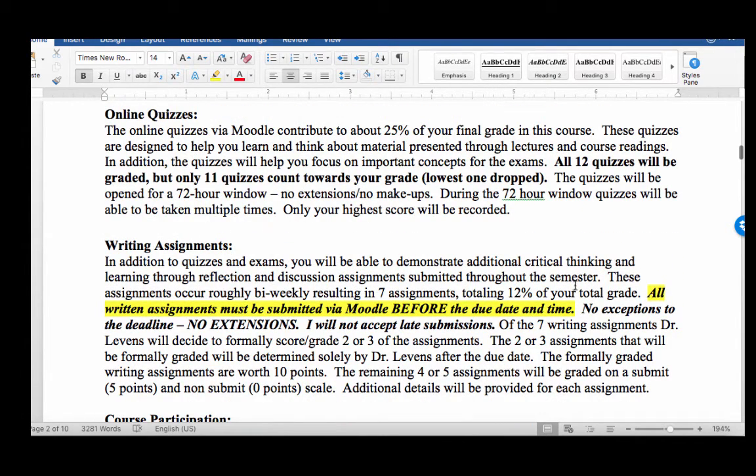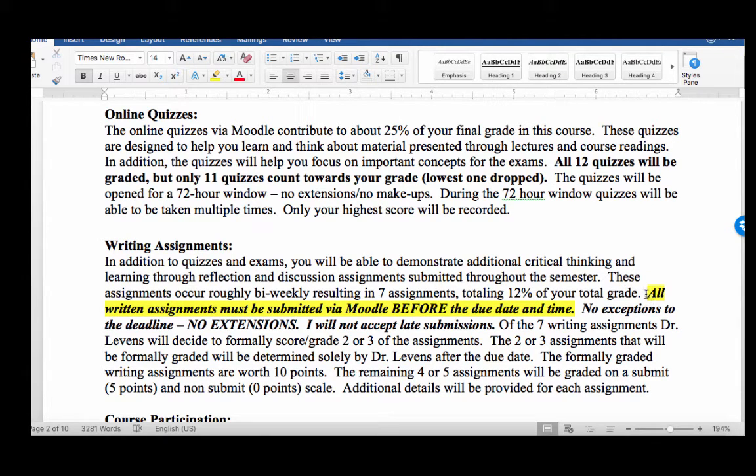Writing assignments. We have writing reflection assignments that are designed for you so that you can demonstrate critical thinking and learning. During the semester, these assignments would occur roughly bi-weekly, but during the summer, you have 1 to 2 a week. They total about 12% of your final grade.